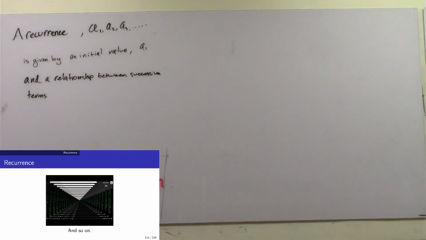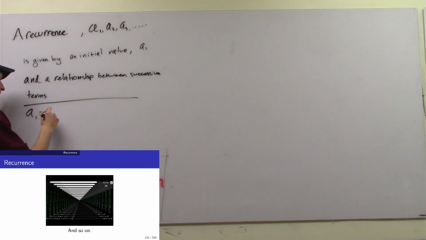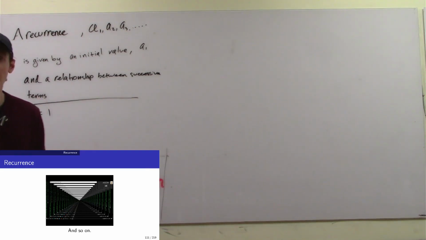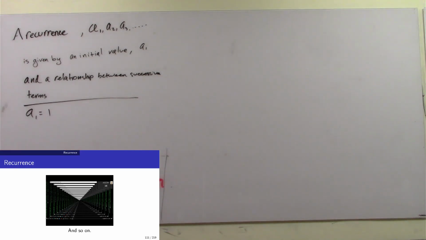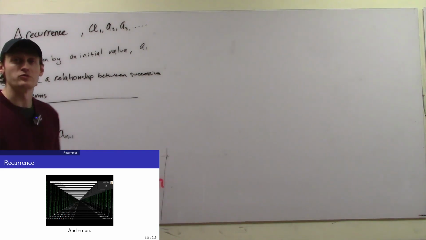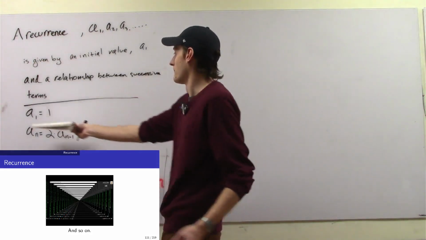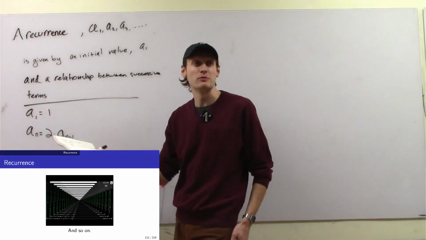I'm going to define one recurrence right here. Here we have A sub 1 equals 1. So this is like an initial value. And then maybe I have A sub, in general, n equals 2 times A sub n minus 1. So it's relating here. I have an initial term, and then I have a relationship between successive terms.